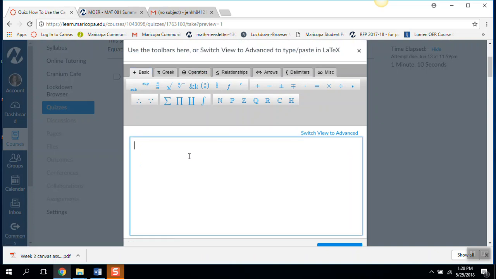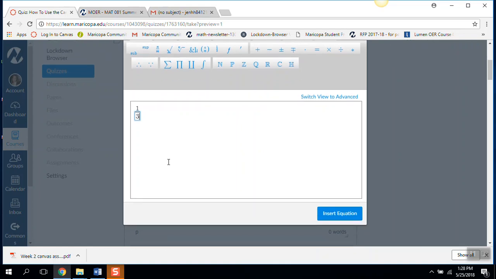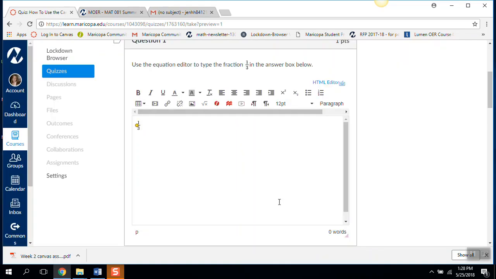I want to enter the fraction 1/3. So up here, I'm in the basic menu, and I want this fraction where the numerator is n and the denominator is m. So I'm going to click on that, and you'll see I now have a fraction template in my answer box. My cursor's in the numerator, so I'm going to type 1. Now I can use the down arrow on my keypad, or I can click in the denominator spot to enter the 3. I'm going to click on Insert Equation, and now I've entered the fraction 1/3.